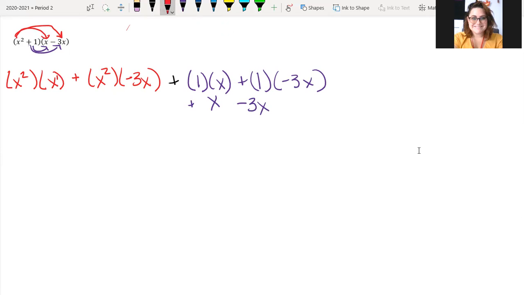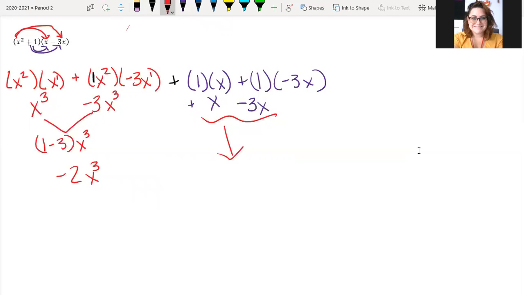X squared in x to the first is going to give us x to the third. X squared and negative 3x. Remember, there's a 1 out front. So 1 times negative 3 is going to give us negative 3. And x squared plus 1x is going to give us x to the third. Now we can combine our x to the thirds, and we would have 1 minus 3 x to the third, which is going to give us negative 2x to the third.